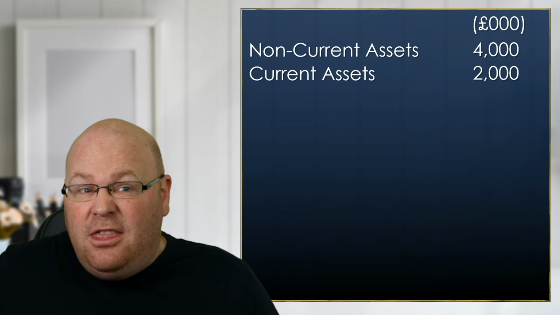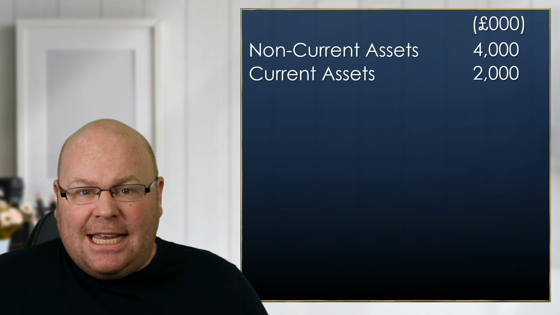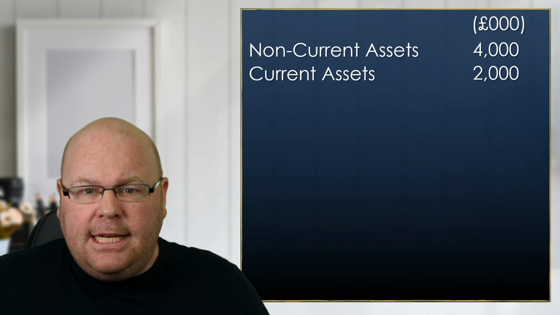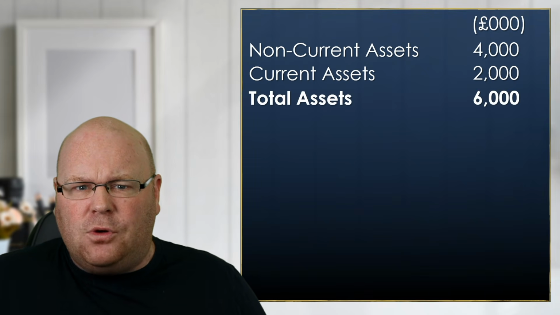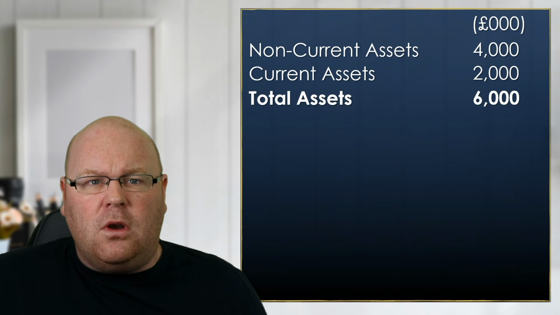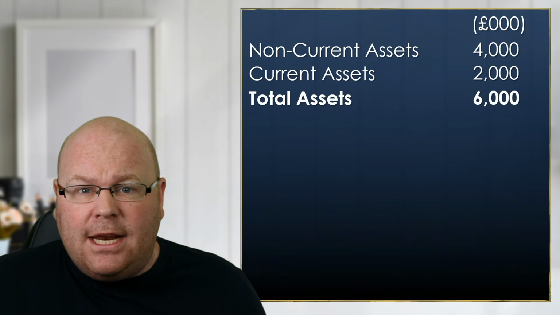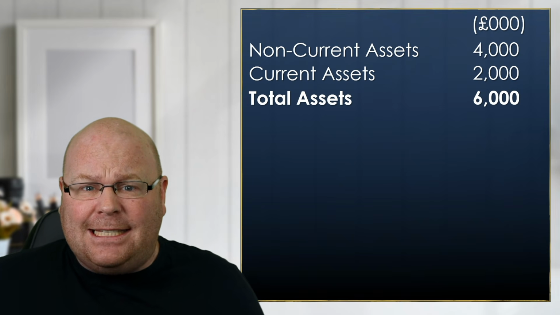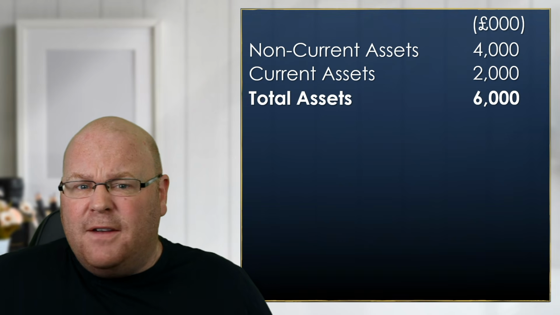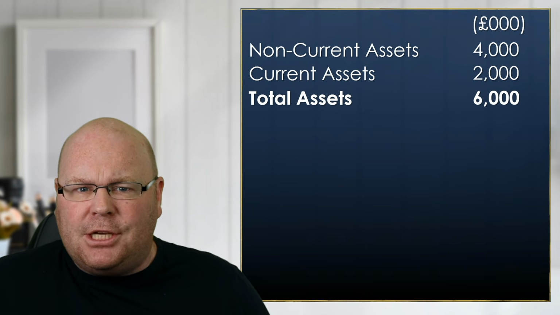But the non-current and the current assets are essentially just a list of all of the assets or the items that the business owns. And the next item that we will put on a statement of financial position is to add the total of all of these assets together. We're going to take the non-current assets and add them to the current assets to get a grand total of the value of all of the business's possessions.